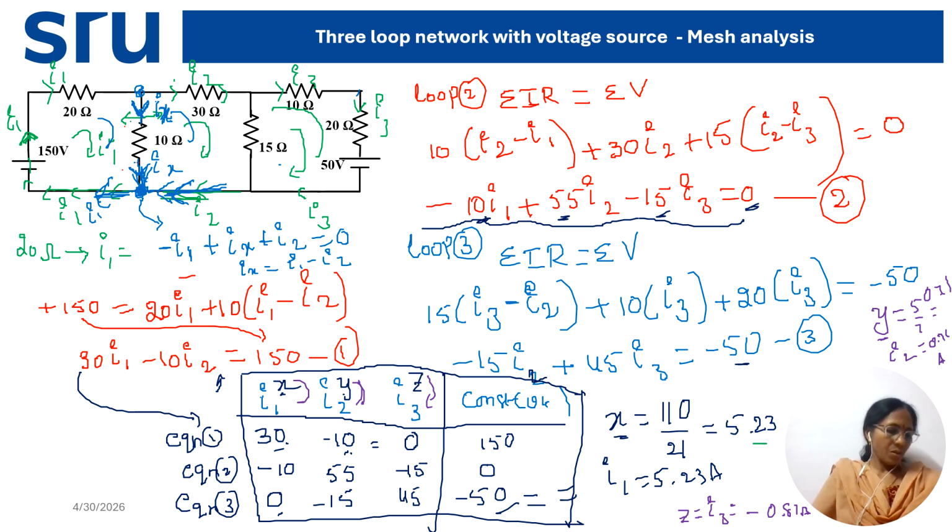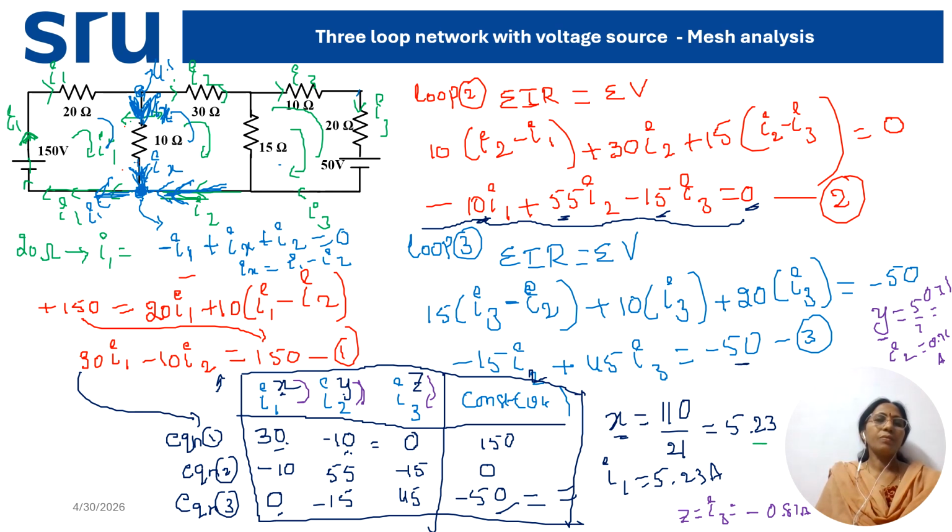Now I take I1 as 5.23 minus I2, how much is it? 0.71, equals 4.52. Now the original branch current through the 10 ohm resistance is in the downwards direction. How much current is flowing? 4.52 ampere.